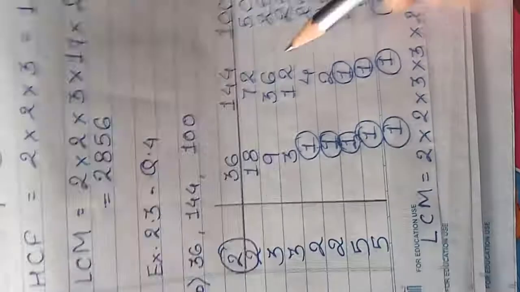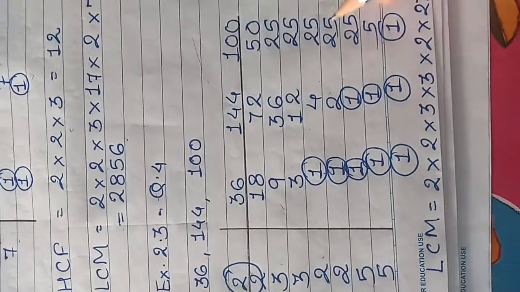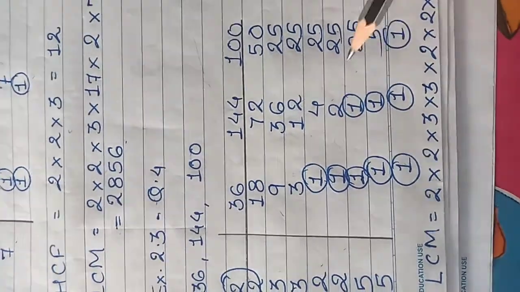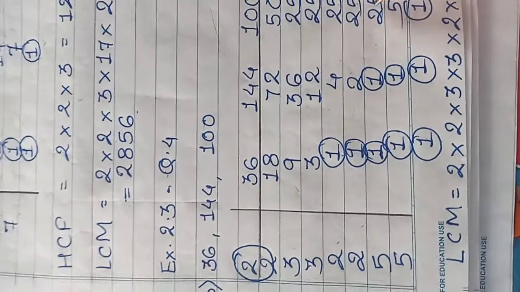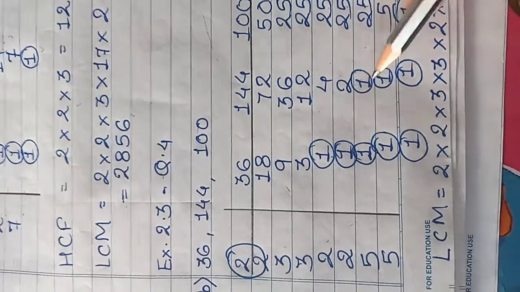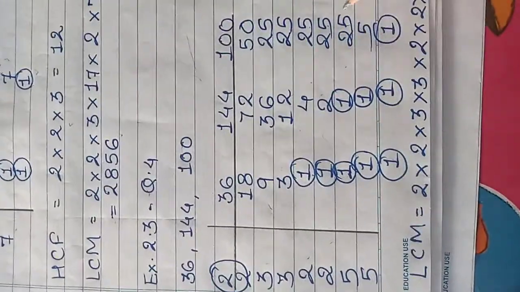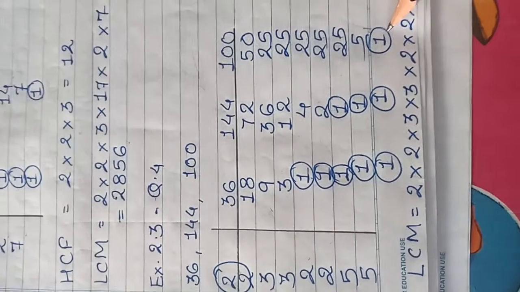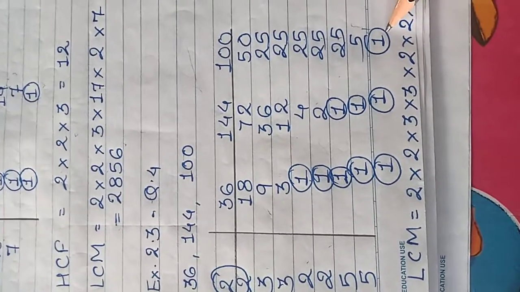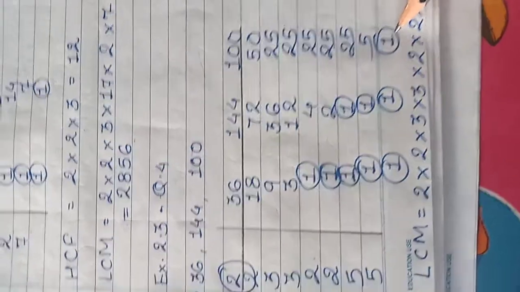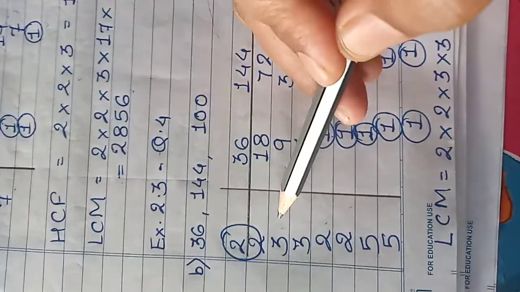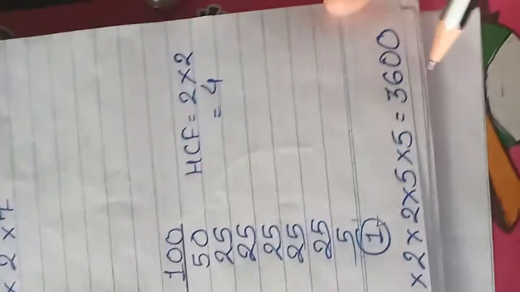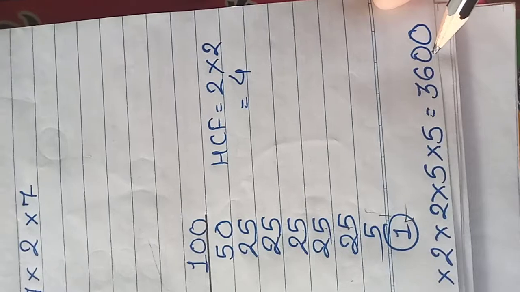Now I will divide by 2. 2 2s are 4. 25 I cannot divide by 2. Again I am dividing by 2. 2 1s are 2 and 25 as it is. Children, here also now I have got 1. Now I will divide by 5. 5 5s are 25 and 5 1s are 5. All the three places I got 1, 1, 1. So here my LCM is 2 into 2 into 3 into 3 into 2 into 2 into 5 into 5, which is 3600. Thank you.